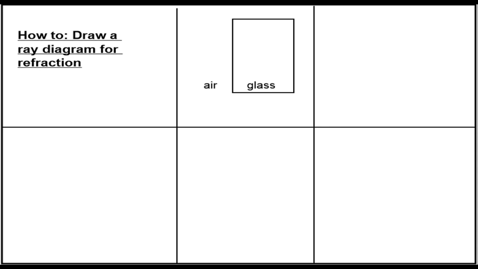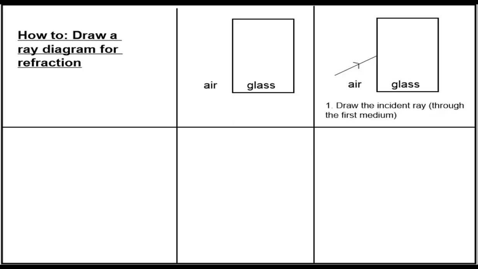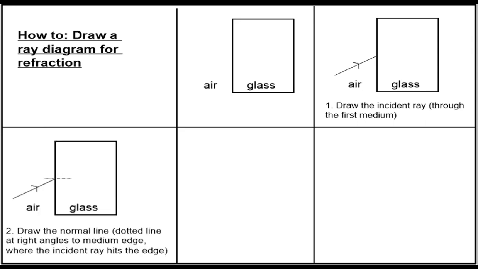Okay, so I'm now going to show you again step by step how to draw a ray diagram for refraction, and then you're going to have a go at this yourself. So let's say that we want to show refraction of light as it travels from air into glass. The first thing that you do is to draw the incident ray through the air, which is the first medium. So a straight line using your ruler and pencil, and don't forget to add an arrow to show the direction that the light is traveling in.